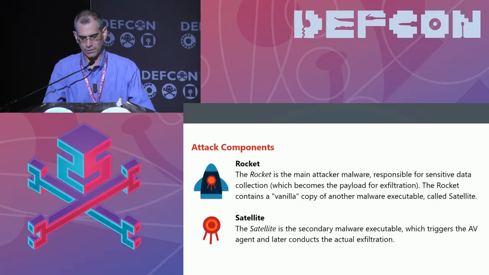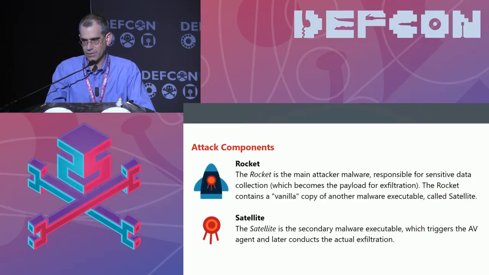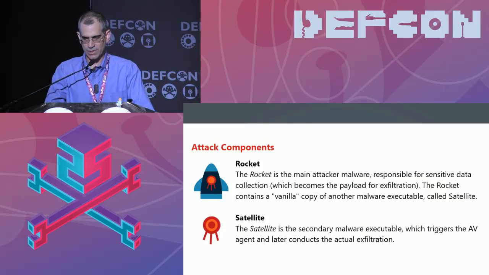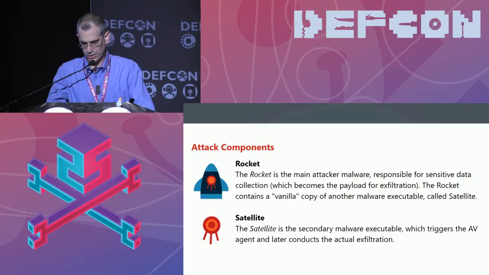The attack flow goes as follows. We are going to use two components. One is the main malware. We call it the rocket. The rocket is responsible for the sensitive data collection. It can collect documents, PowerPoint slides, Excel files, database queries and database files, whatnot, from the endpoint. And the rocket contains a copy, inside the binary, inside the process memory, of a small additional executable we call the satellite. The satellite is responsible for the actual exfiltration. It has logic for triggering the antivirus agent, and also logic for a generic exfiltration.